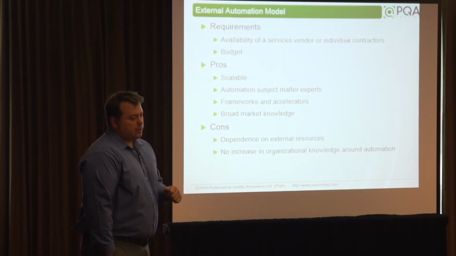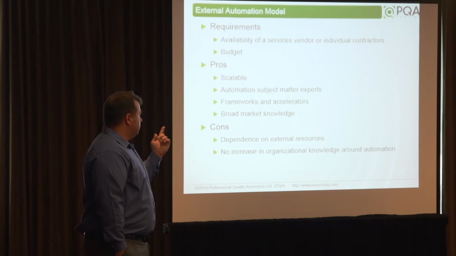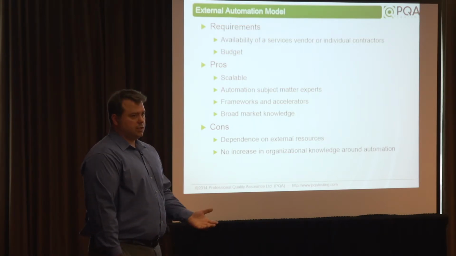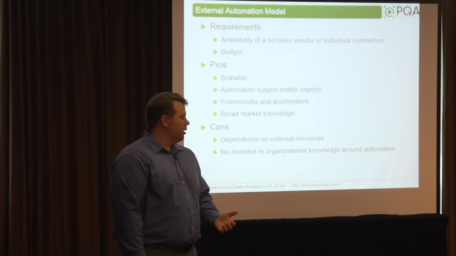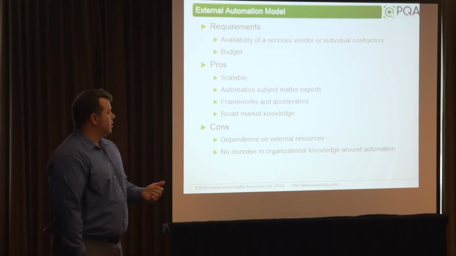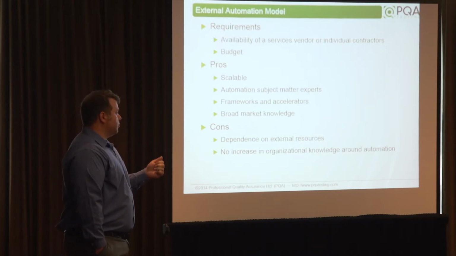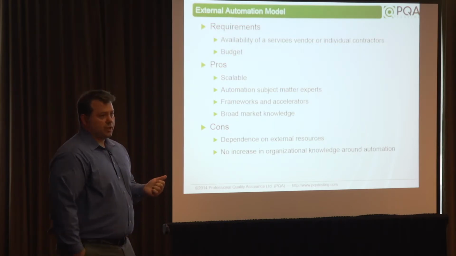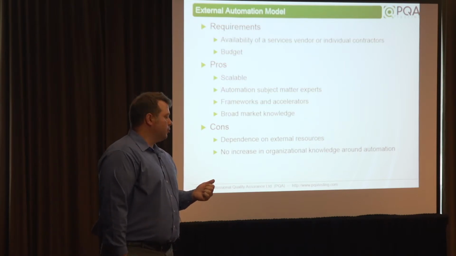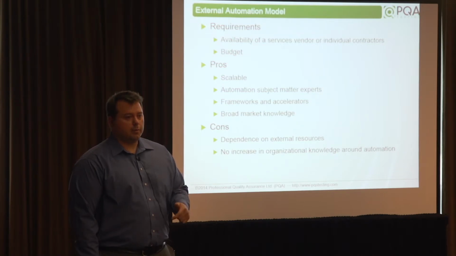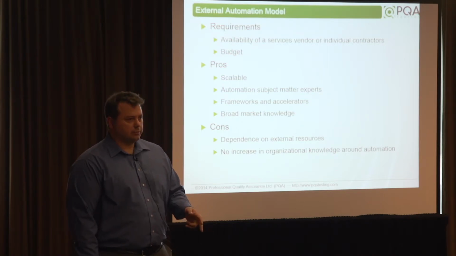Option 2 would be an external automation team. You need to have the availability of a vendor or a set of individual contractors, and you need budget, right? You need to get approval to go over and do that. You need budget in either case, but the budget may be substantially higher in this case. The advantages, an external team is a lot more scalable. You're probably, well, you should be getting a subject matter expert in both automation and the automation software that they're using.